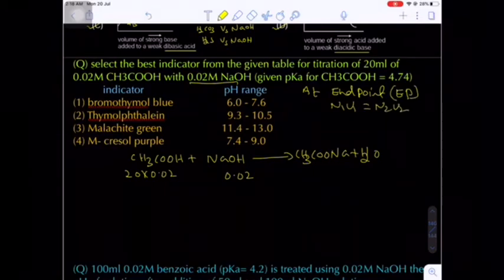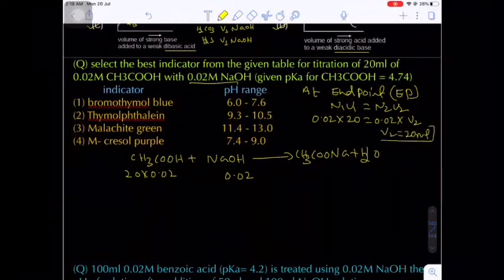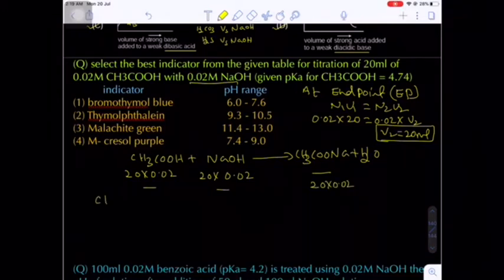Now remember, at end point or equivalent point, N1 V1 will be equal to N2 V2. That means the number of milliequivalents of acid and base must be equal. Now what is the concentration of acid? 0.02. What is the volume of acid? 20. Now what is the normality of base? 0.02. What is the volume of base to be calculated, which is also equal to 20 ml. This is the volume of NaOH required for end point. Okay. Now here also we are using how many ml? 20 ml, because at the end point we have equal volumes and equal concentration.